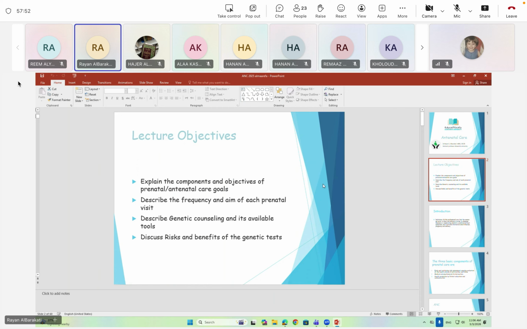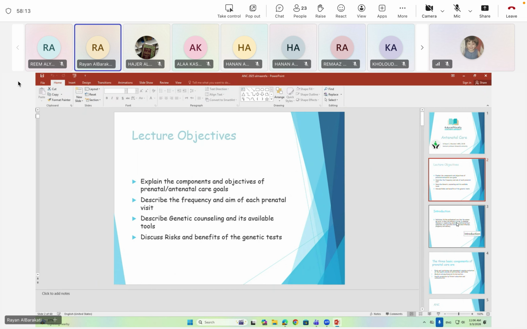So when we talk about our lecture objectives, we'll be explaining the components and objectives of prenatal and antenatal care goals. We'll describe the frequency and aim of each prenatal visit, describe the genetic counseling and its available tools, and discuss risks and benefits of the genetic tests.